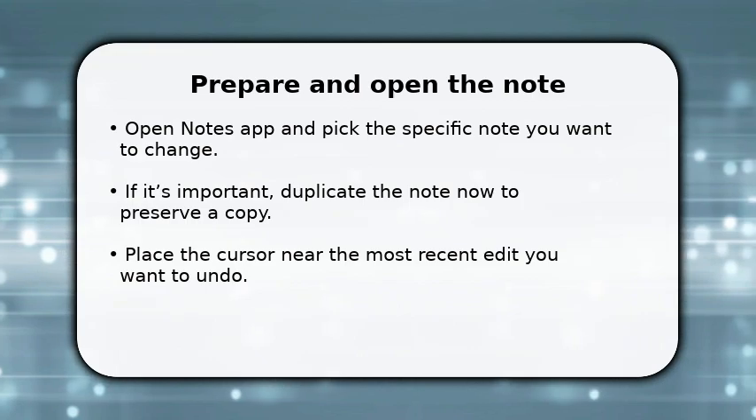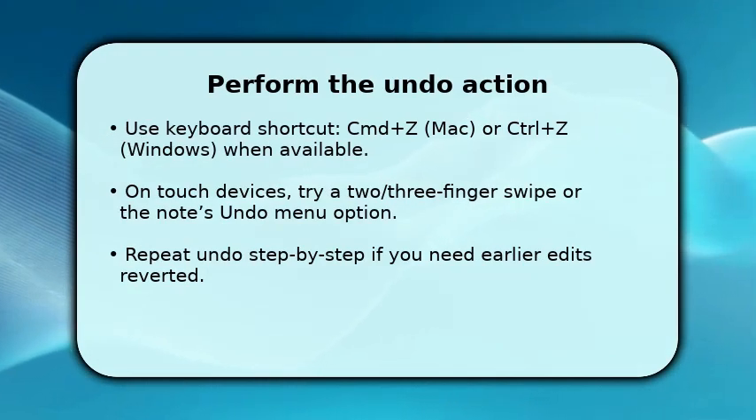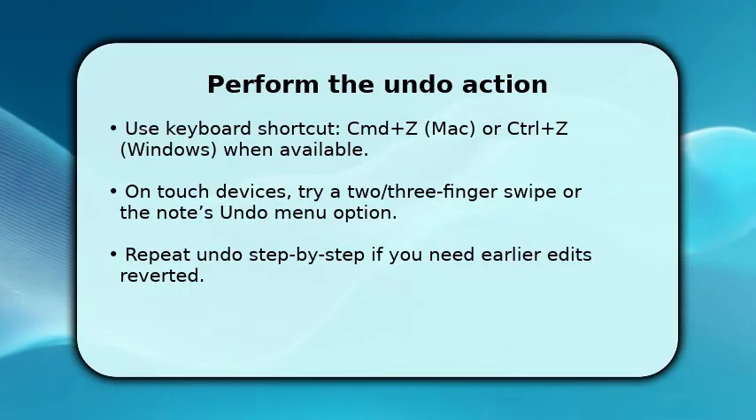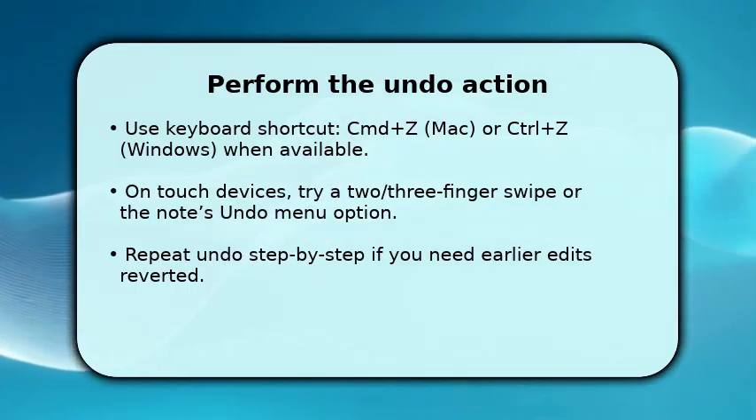Now perform the undo itself. Press CMD plus Z or Ctrl plus Z if a keyboard is attached, because that reverses edits instantly. If you're on a phone or tablet, use the platform gesture, commonly a 2 or 3 finger swipe or a tap on the edit menu's undo entry, so the app steps back through changes.